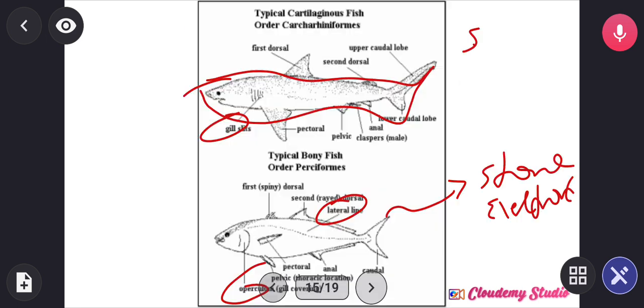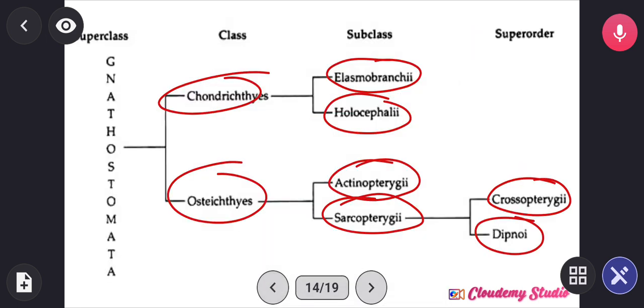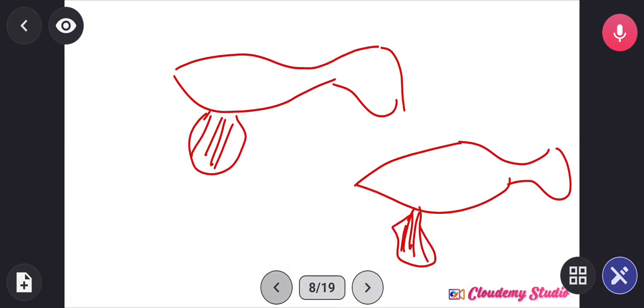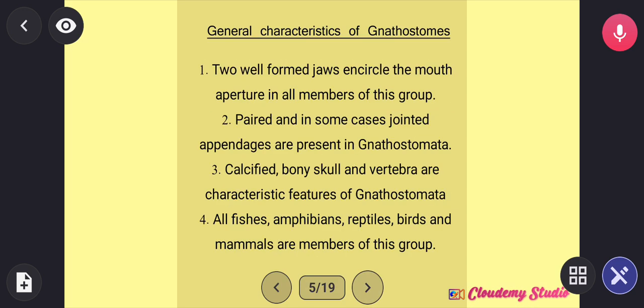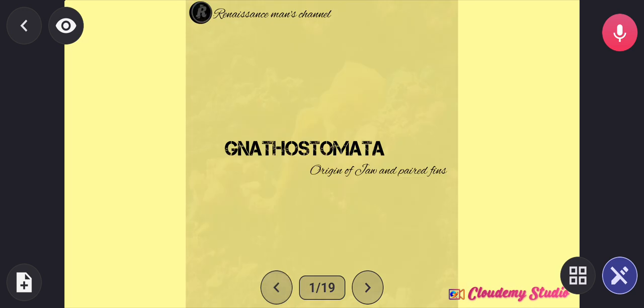So these are the things that we have learned for today's class. And we'll be stopping here. In the next class, we'll be talking about the adaptation to aquatic habitat itself.